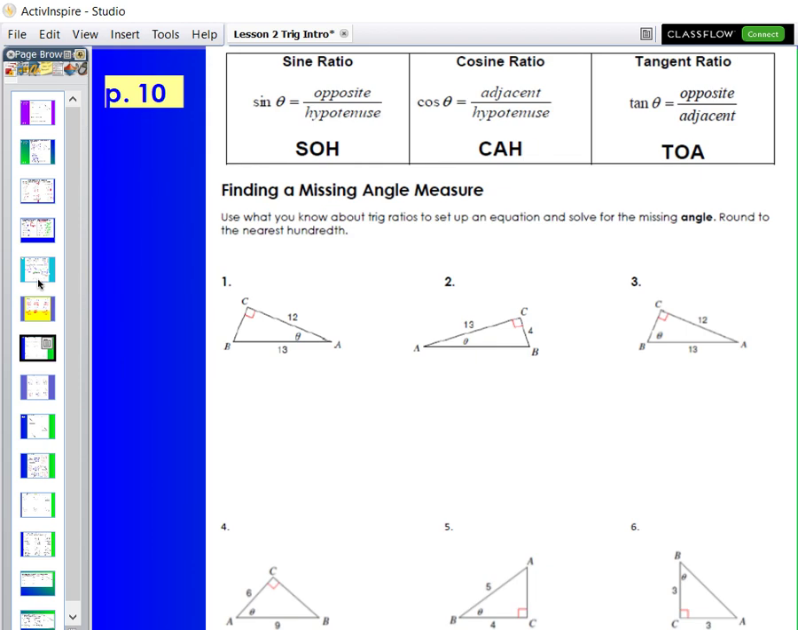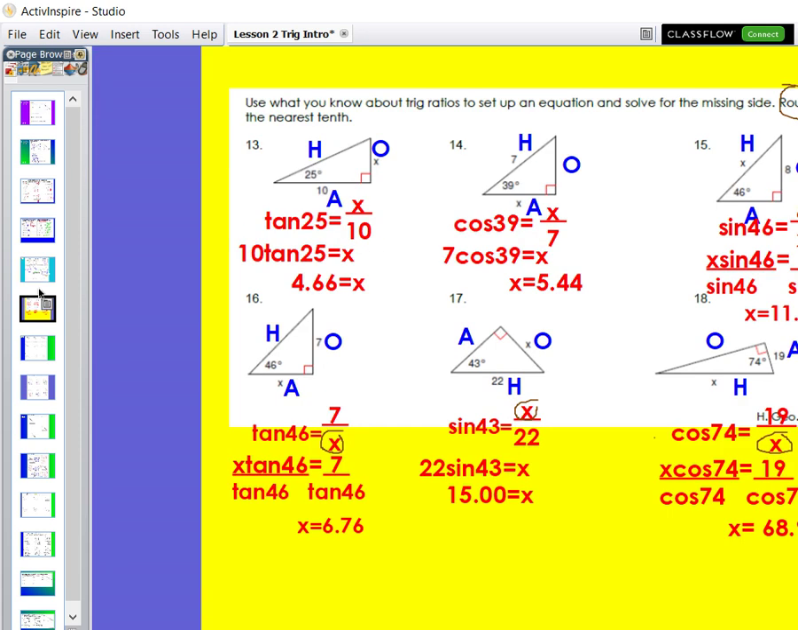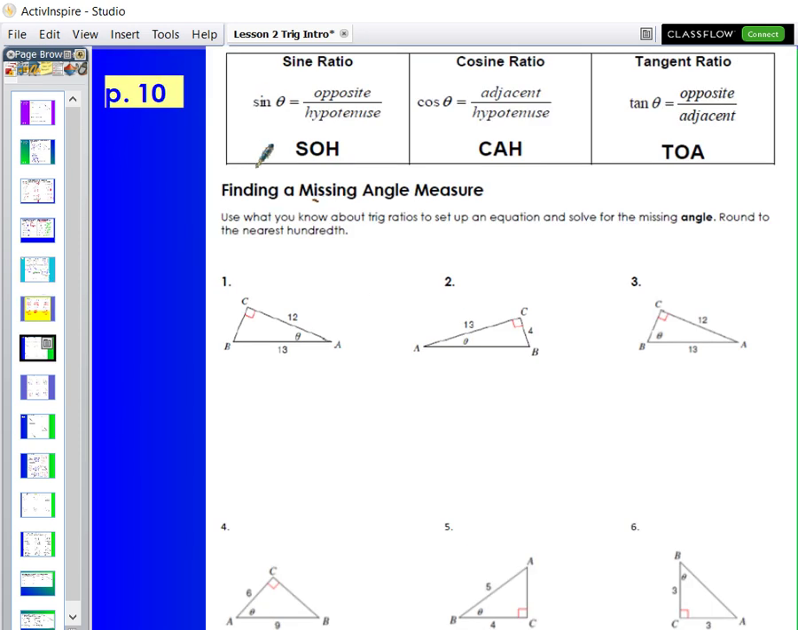All right. So there is some extra practice here. But these are a little different. Okay. So here we're finding the missing side length, but now they're asking find the missing angle measure. Okay. So now we have to relate. It's a little different.